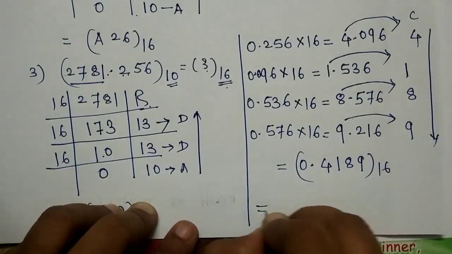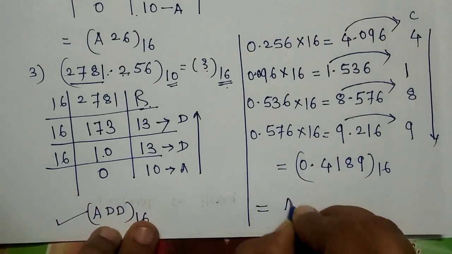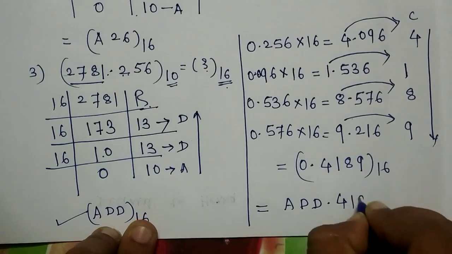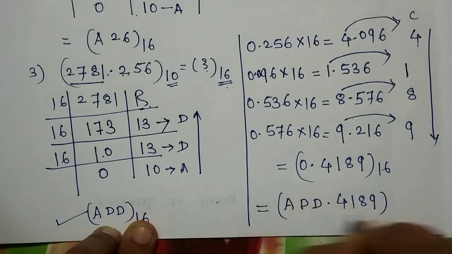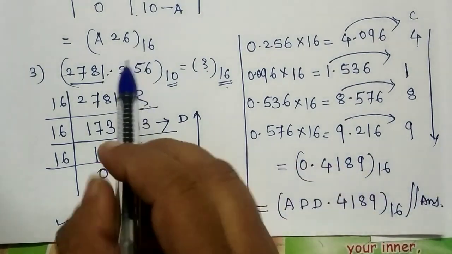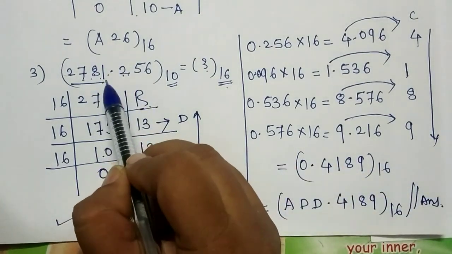And the total answer is ADD.4189 to the base 16. This is the answer for the given problem 2781.256.